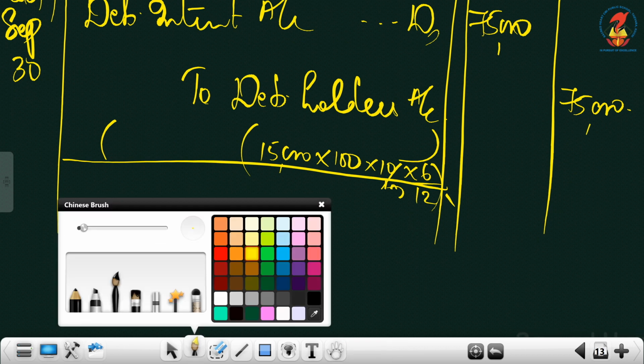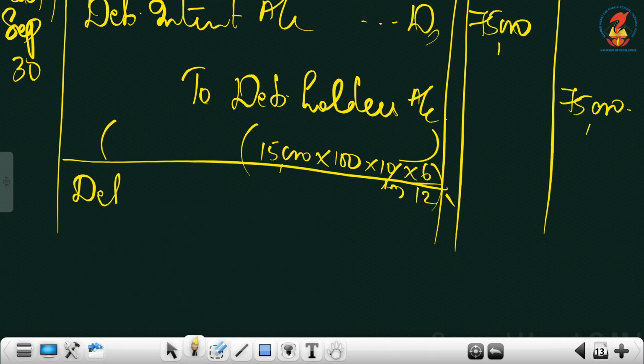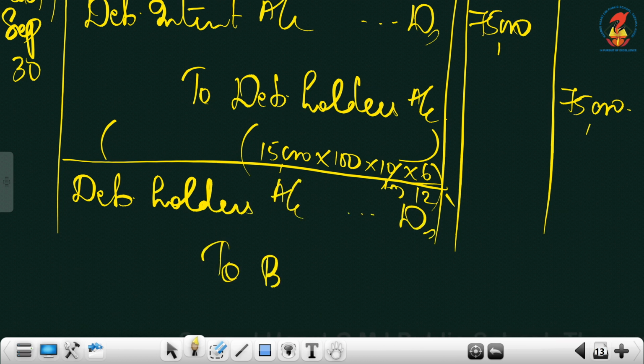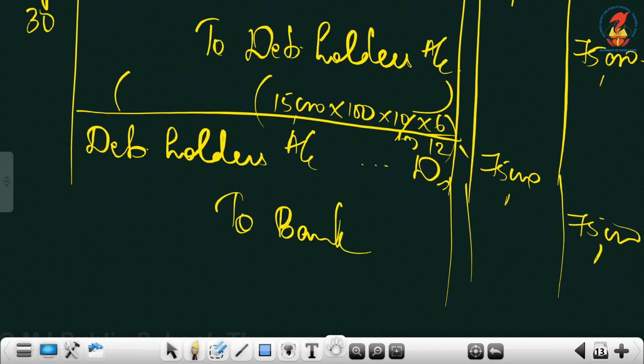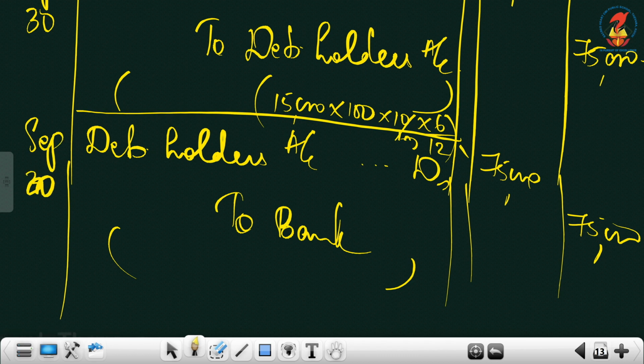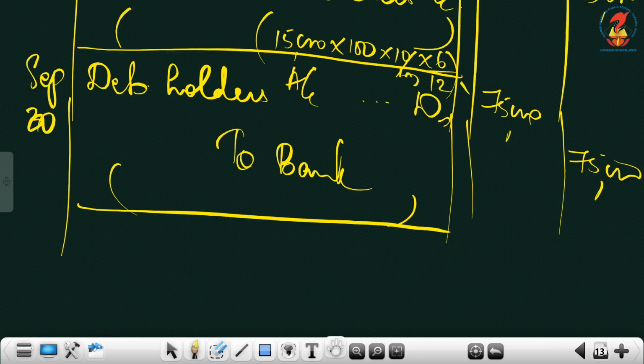Then we will make the payment. There is no TDS, so it's easy. You write the payment entry, that is debenture holders account, debtor to bank. How much will you pay? The due amount, the same thing we will pay now, and it is half yearly. So again you have to repeat this because we just finished 6 months. Again 6 more months are there.